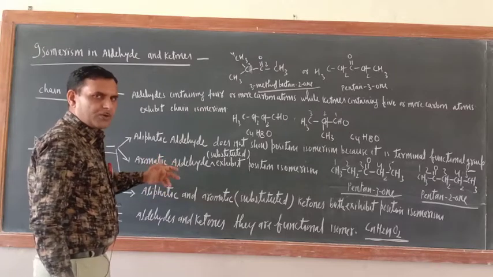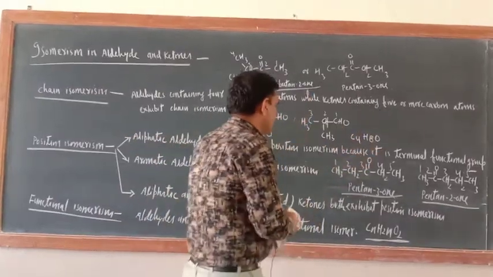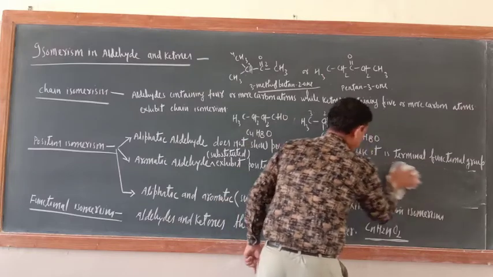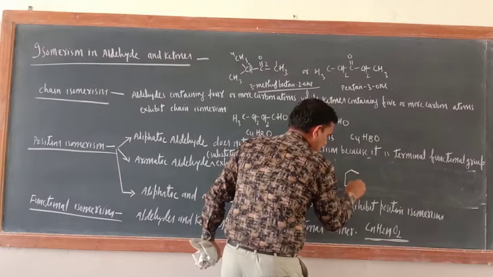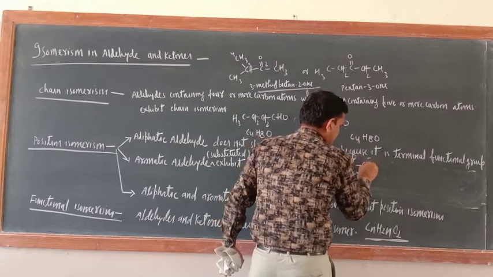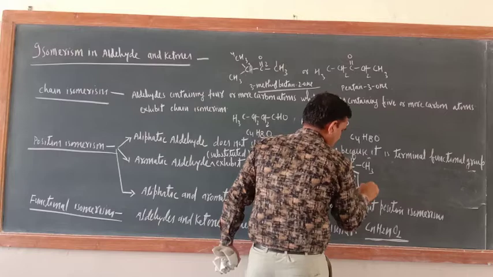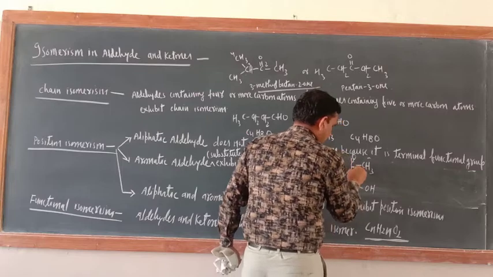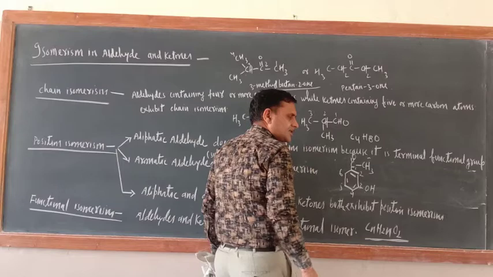In the same way, aromatic ketone can also exhibit it. Take one example, acetophenone. Just see here, this is acetophenone, C double bond O CH3. Now suppose an OH group is there. So what is the name of this one? 1 2 3 4 5 6, 3-hydroxyacetophenone.